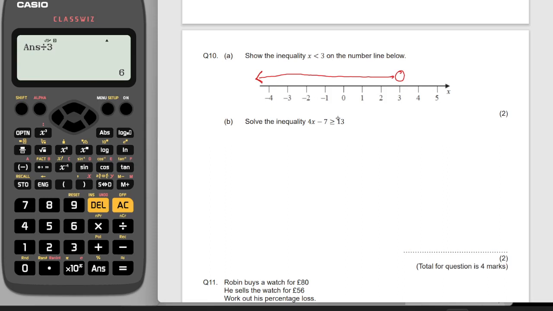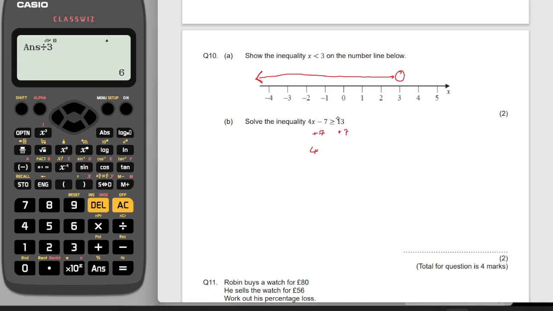Part B, solve the inequality. 4x minus 7 is greater than 13. So a bit like before, I tend to solve these. I treat the inequality symbol like an equal sign and keep things steady, balanced on both sides. So I'm going to start by adding 7 to both sides.